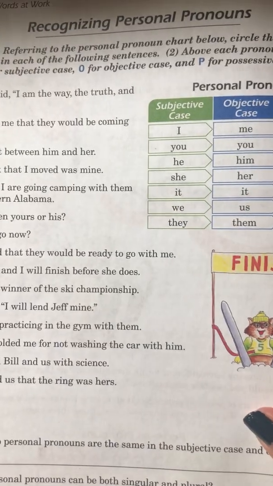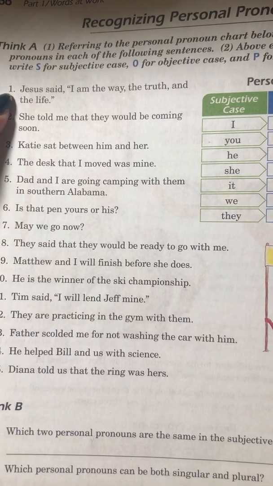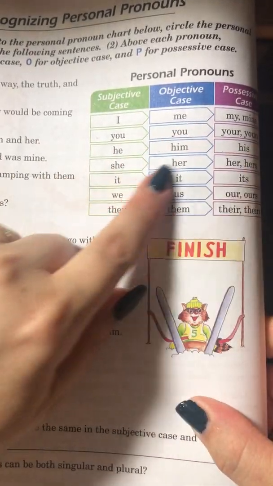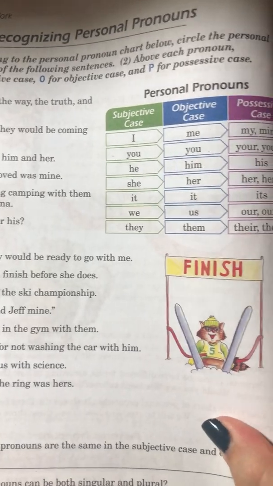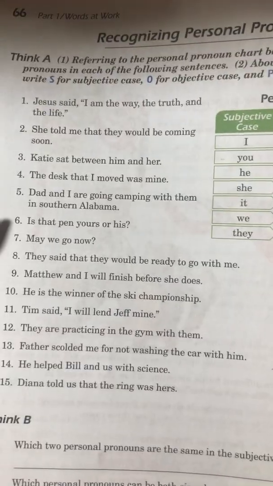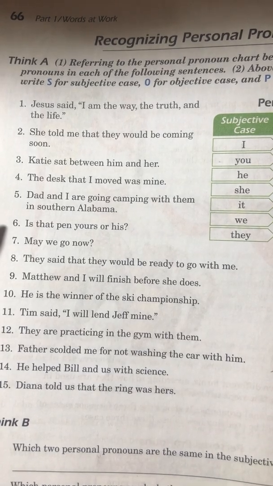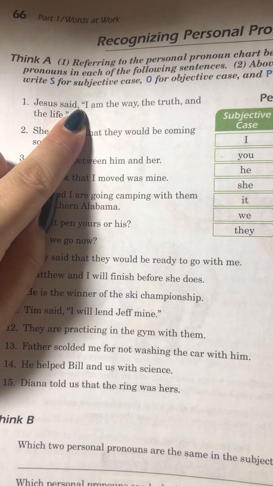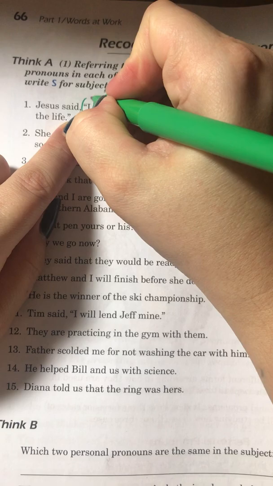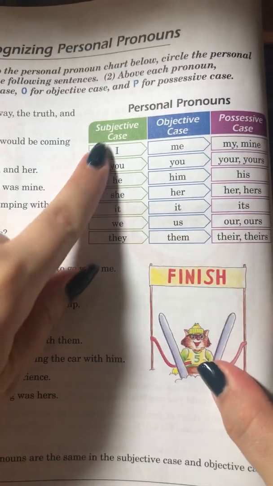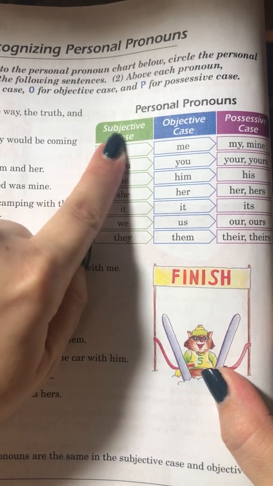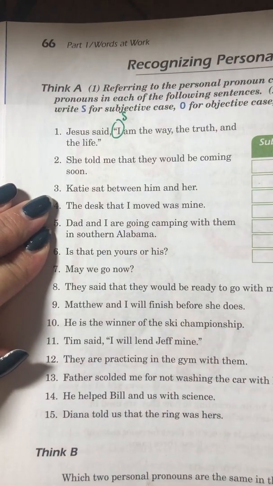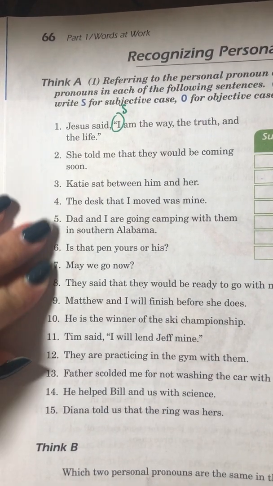All you're going to do is read each sentence, and every time that you find a pronoun, meaning one of these words here, you're going to circle it and then write what kind of pronoun. So for example, I already see in the first sentence a pronoun. I see the pronoun I. So what I would do is I would circle it, and then I would find it. And it looks like I is here in the subjective case column, so I'm going to write S on top of it because it's subjective. And you're going to do this with all of them.